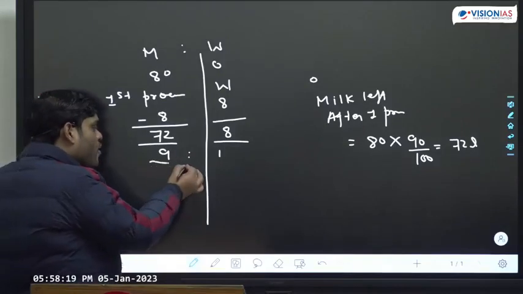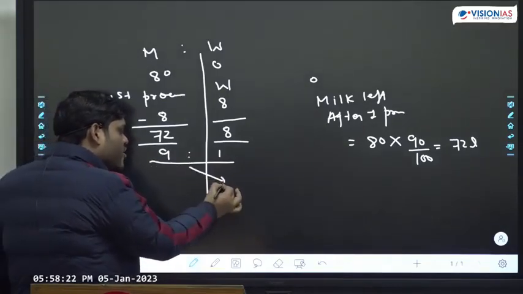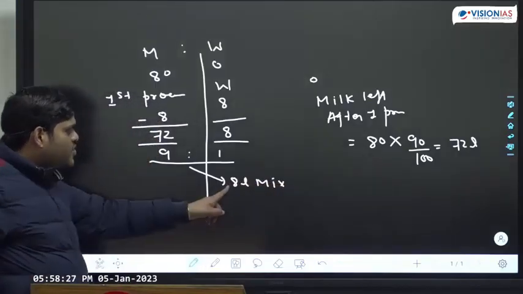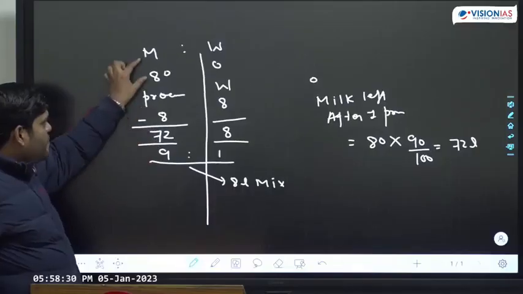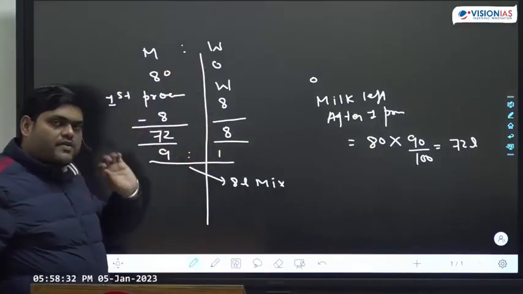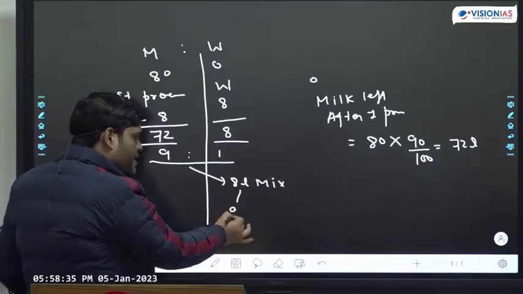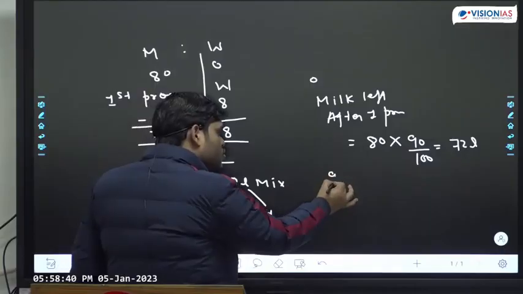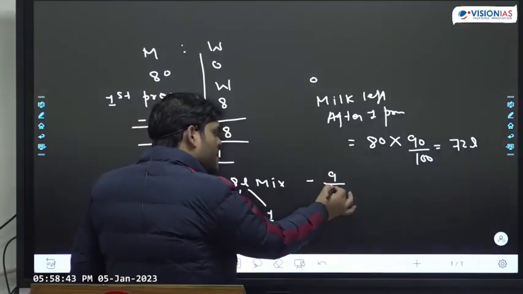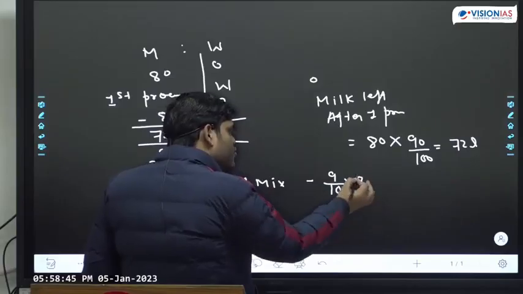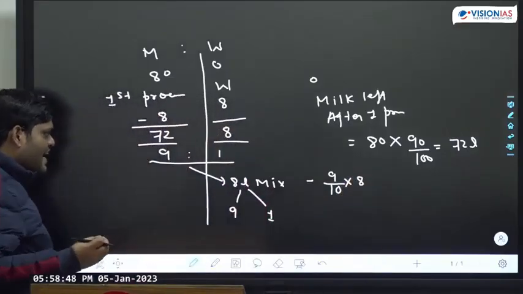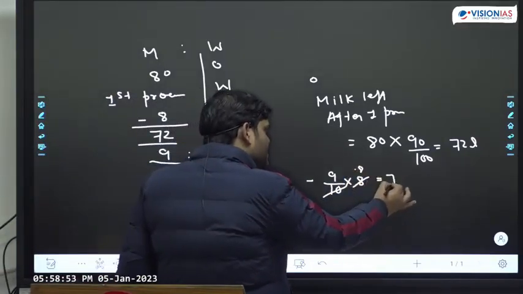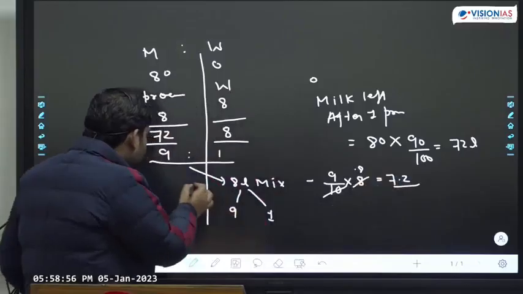Now, again what are you doing? You are taking 8 liter of mixture out. So in this 8 liter of mixture, 9 parts of milk will go out and 1 part of water will go out. So how much milk will go out? 9/10 into 8, this is 0.8 and this is 7.2. That means 7.2 liter of milk will go out.